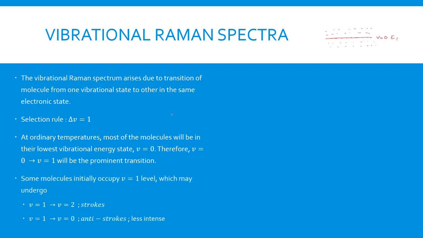For some molecules, the energy state will be V equal to 1. Therefore, the transitions possible to the adjacent energy levels from V equal to 1 are V equal to 0 and V equal to 2. The transition from V equal to 1 to V equal to 2 will give you the Stokes lines, and the transition from V equal to 1 to 0 will give you the anti-Stokes lines.